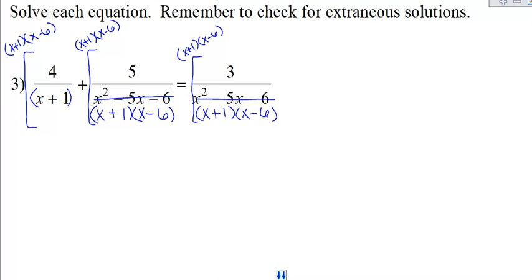Now it's time to simplify. Let's compare our current denominator with the common denominator. Do you see anything that will cancel out? You can only cancel a parentheses with an identical parentheses. So x plus 1 will cancel out x plus 1. In this first problem, I'm left with a 4 and x minus 6. I will have to distribute the 4 in order to get my answer. So I get 4x minus 24.